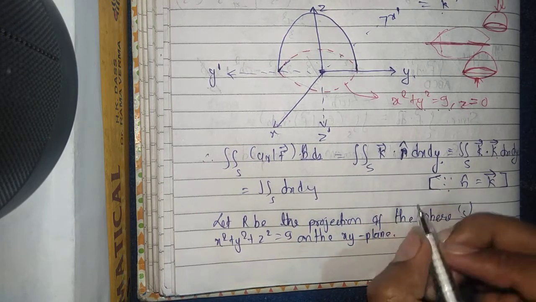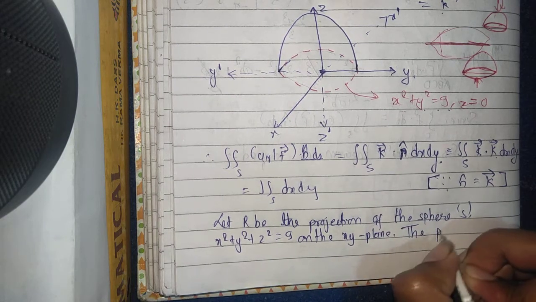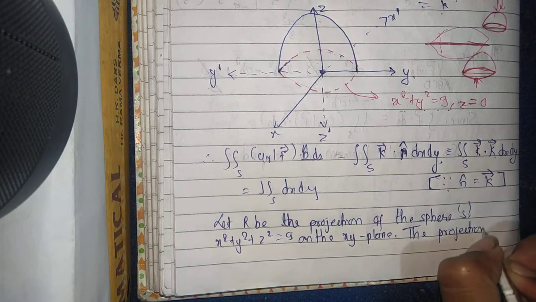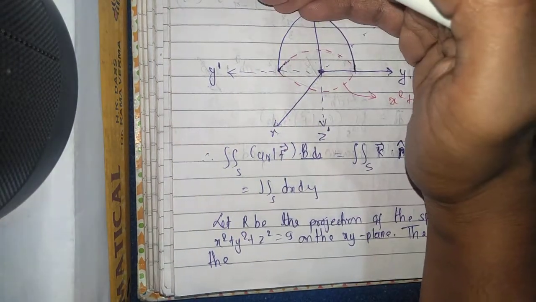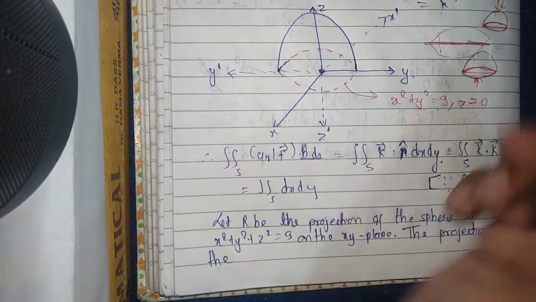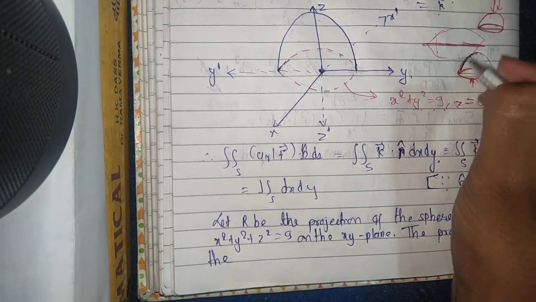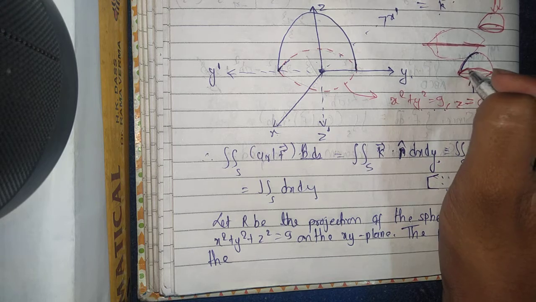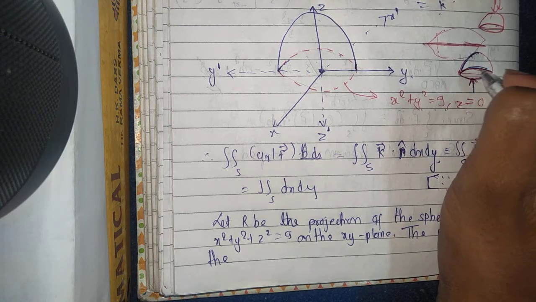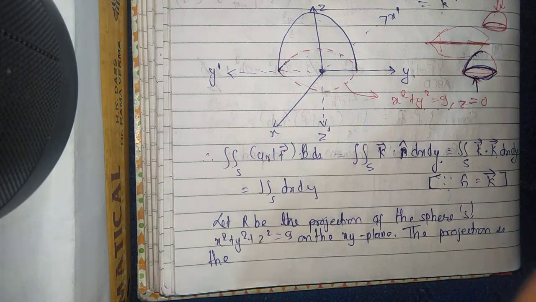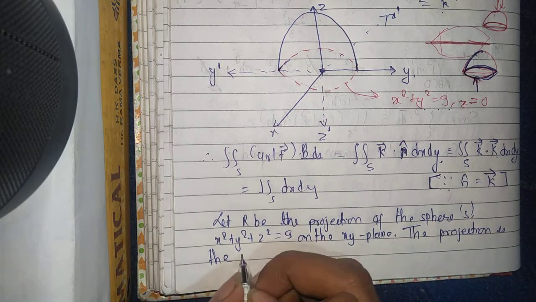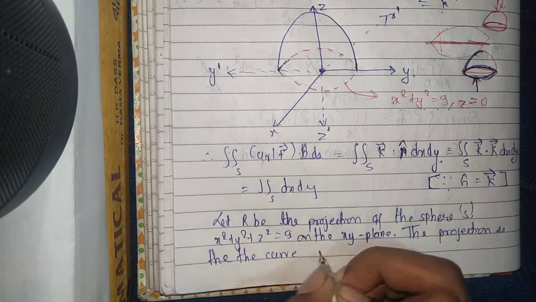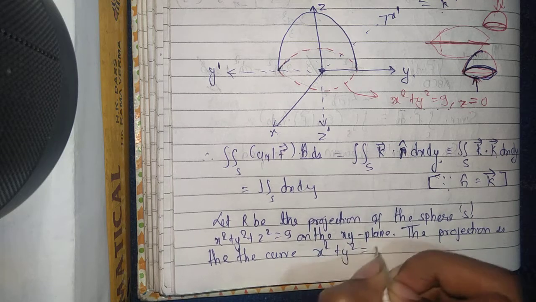The projection is the curve. After projection, what will we get? After projecting this upper surface, we will get a circle. That is, if we project the whole lemon and look at it from here, it is a circle. We can find a circle at the base of the upper half part of the lemon or sphere. The projection is the curve, that is the circle x square plus y square equals 9 and z equals 0.